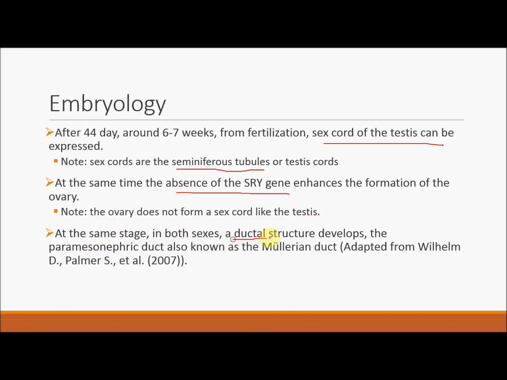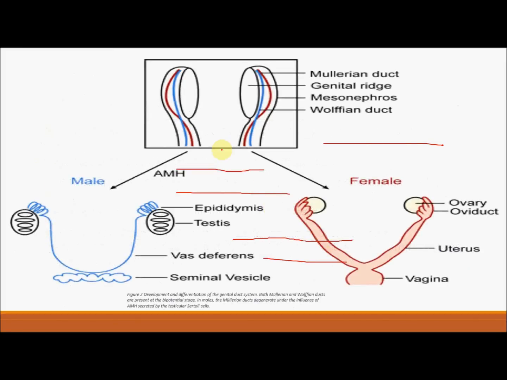But both sexes make the ductal structures develop: the paramesonephric duct, also known as the Mullerian duct. So here is the vast difference in the seminal vesicles. The gonads are over here. The Mullerian duct is the one in red, and the Wolffian duct is in blue.